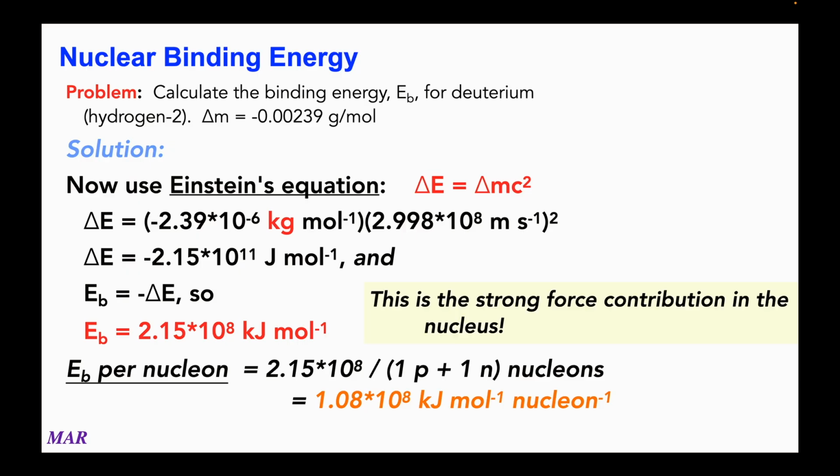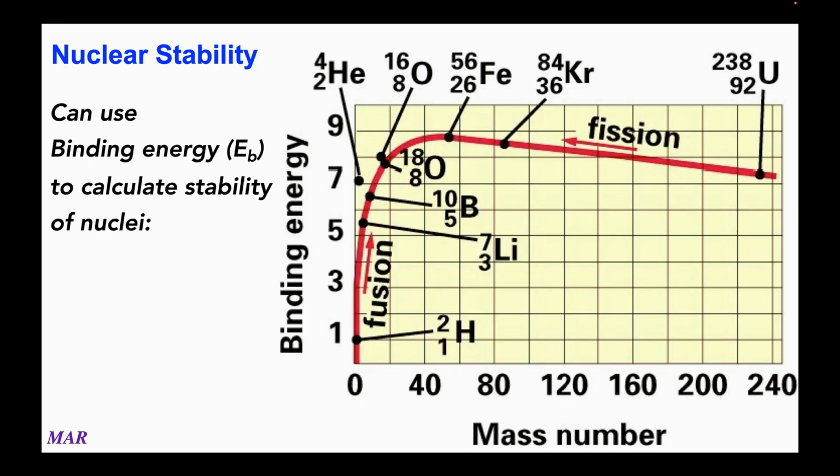So for every nucleon you put in, you get that 1.08 times 10 to the 8th kilojoules per mole out. This is literally the strong force contribution to the nucleus. All right, it literally tells you how much energy has been saved, and it's considerable. All right, 10 to the 8th kilojoules per mole per nucleon is a huge savings. This is what the strong force does. It's an amazing force.